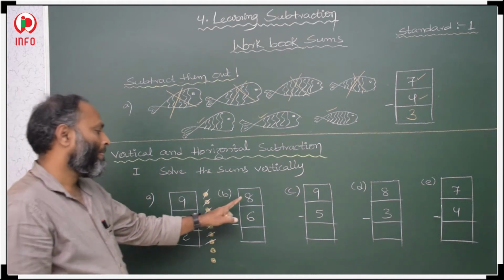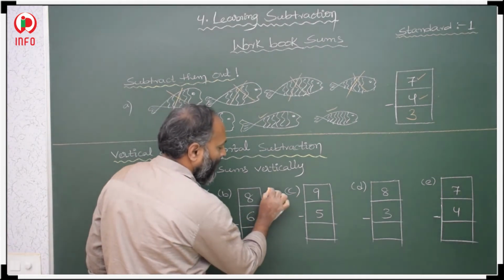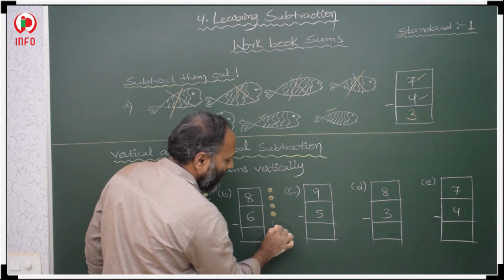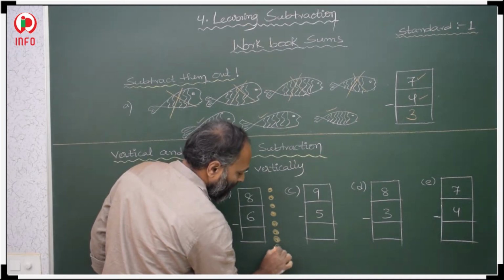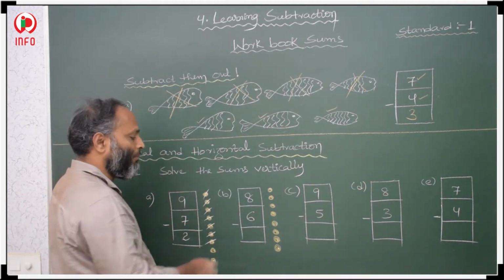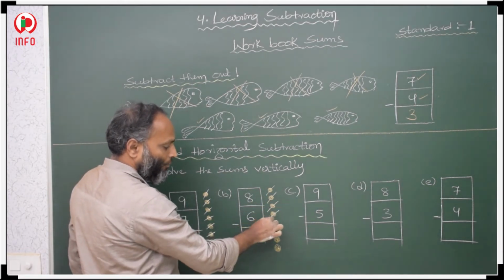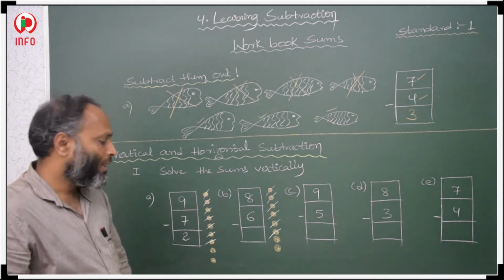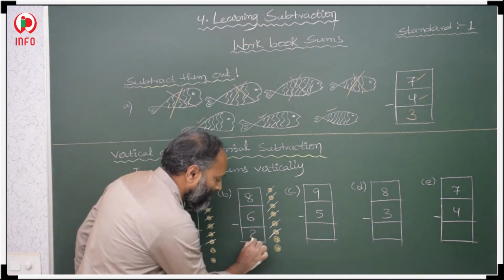In the same way, 8. Here a total of 8 dots we have to take. 1, 2, 3, 4, 5, 6, 7 and 8. From 8 dots, 6 dots we have to eliminate. 1, 2, 3, 4, 5 and 6. We eliminated 6 dots. Then how many dots are left here? 1, 2. 2 dots are left.